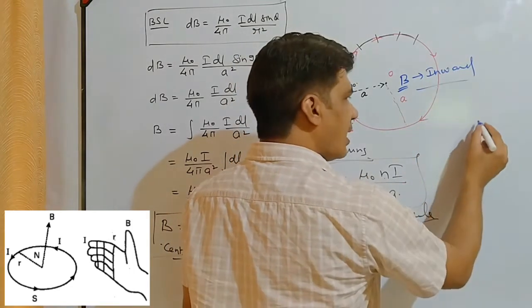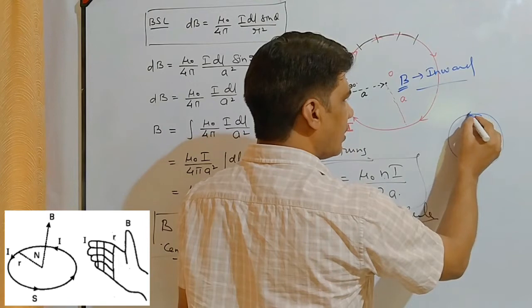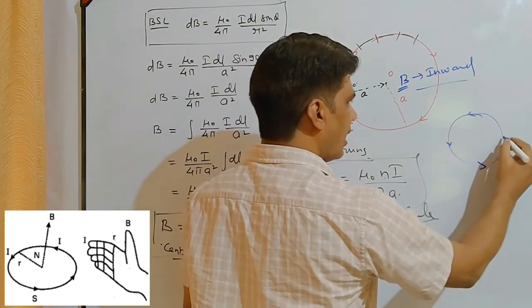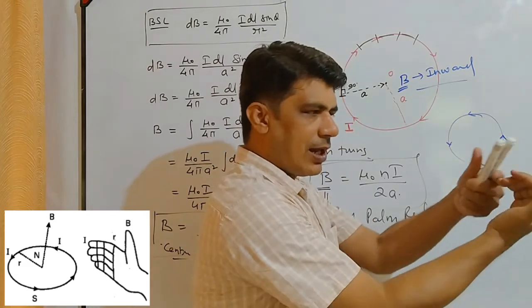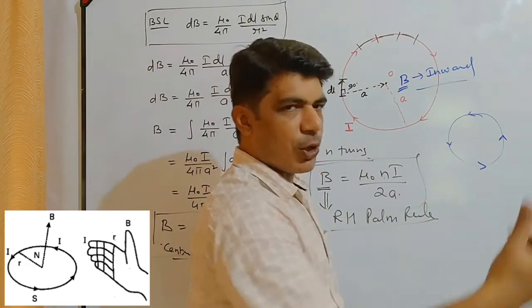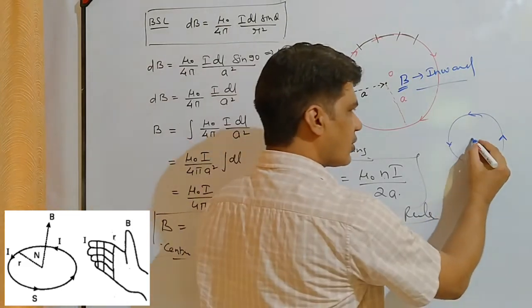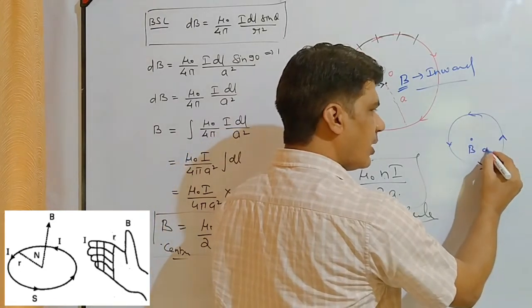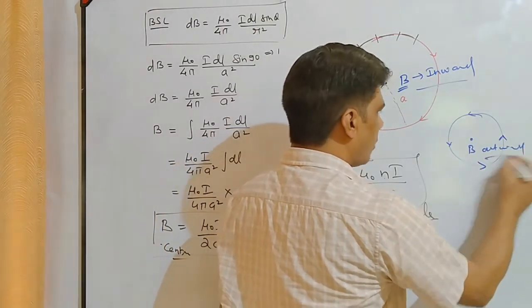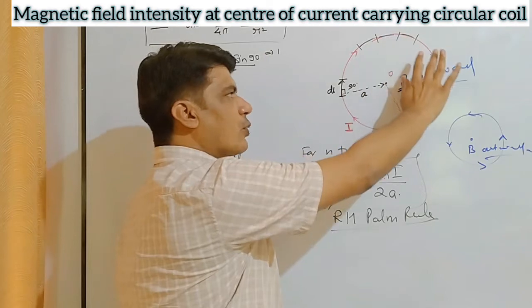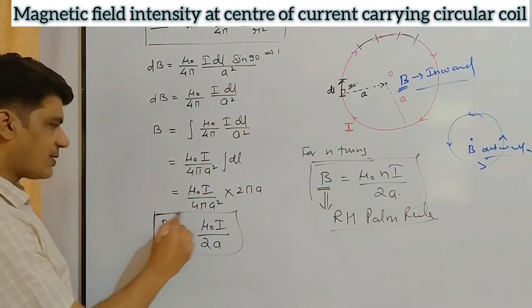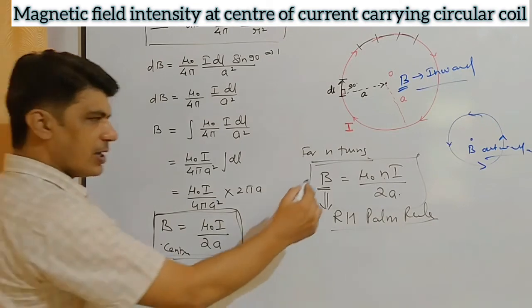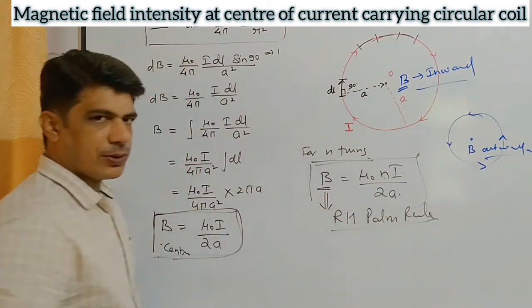Okay, in case the direction is anti-clockwise, in this case the curling of fingers is in anti-clockwise direction, and in that case the thumb is pointing in outward direction. In such case, the direction of magnetic field is outward. Now, in case of complete coil, the strength of magnetic field at the center is given by this relation. In case of n turns, it is given by this relation.